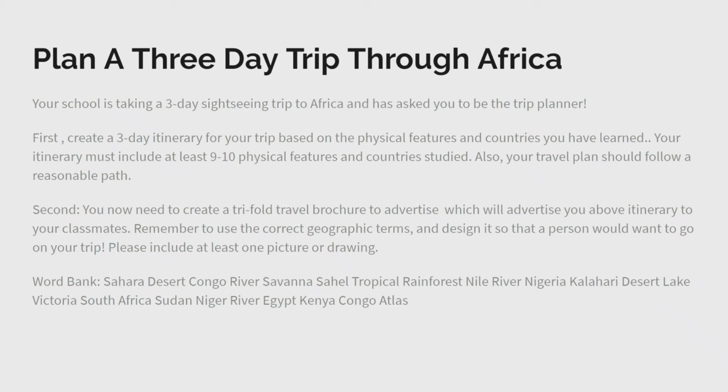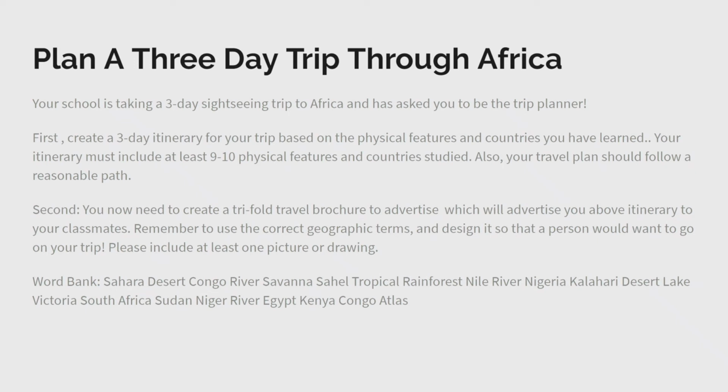The second thing you need to do is create a trifold brochure. Not only are you going to be the person that organizes this trip, you are also going to be the person that has to sell it to your classmates. So I would like you to organize a travel brochure and advertise your itinerary and say, don't you want to go with me? So your travel brochure should include the geographic terms. You should design it to appeal to a person. Come on, guys, we're going on a trip to Africa. Don't you want to go visit Egypt? Those are things that you're going to put into your brochure.